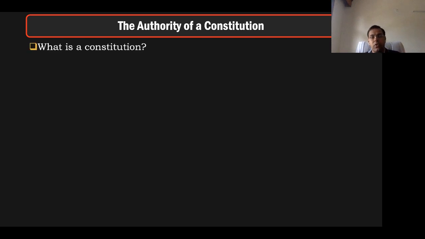So, what is a constitution? We'll understand that, and then we'll understand how it is important, or what is important about the Constitution of India. So, what is a constitution? Just think. We have studied so much about the Constitution, but we haven't attached a legal definition to it. Think about what is the Constitution of India. What is it?